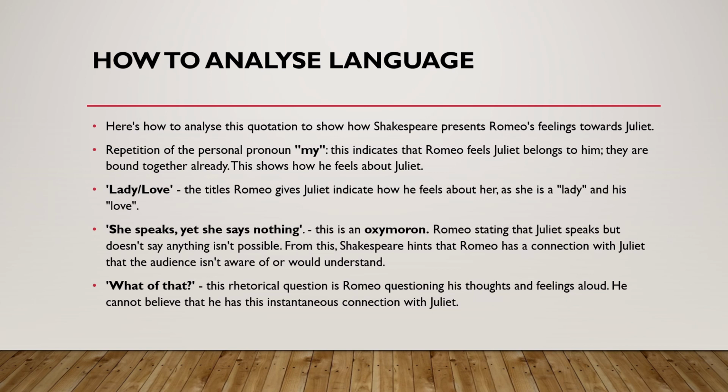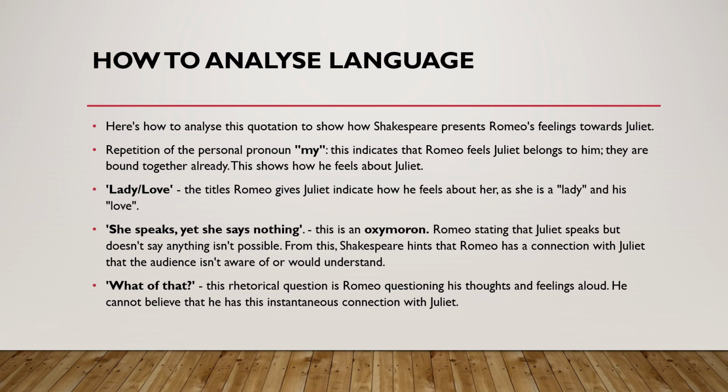So here's how we're going to analyse this quotation to show how Shakespeare presents Romeo's feelings towards Juliet. So we've got the repetition of the personal pronoun my. This indicates that Romeo feels Juliet belongs to him. It's that sense of ownership. They're bound together already. This shows how he feels about Juliet. It doesn't matter what happens, he is going to love Juliet. It doesn't matter about the past, it doesn't matter about who she is, he wants to be with Juliet.